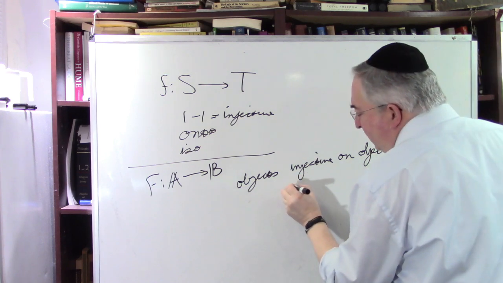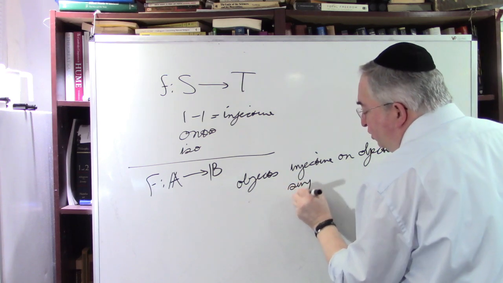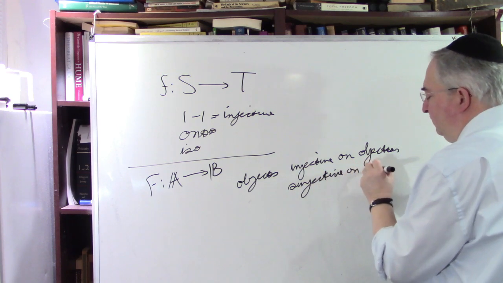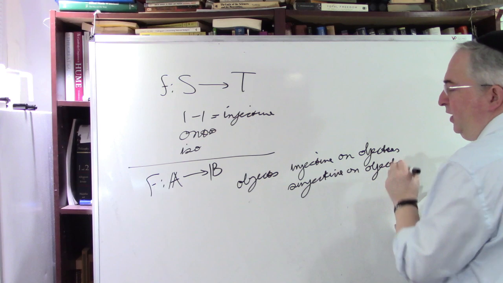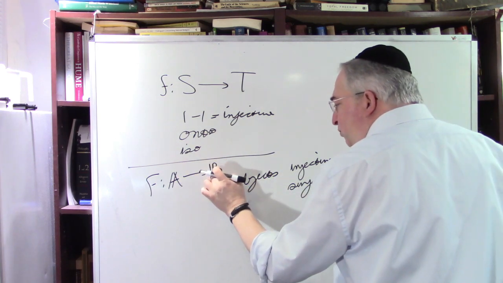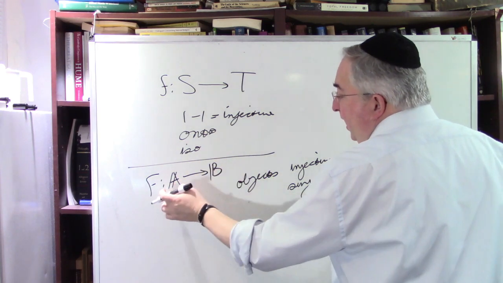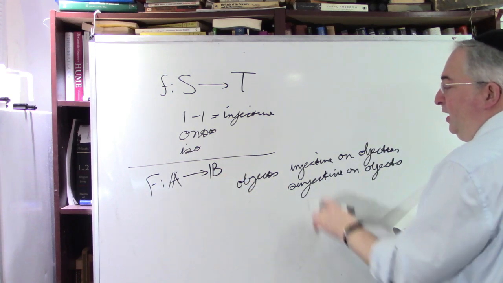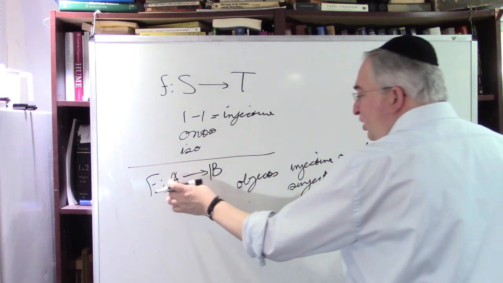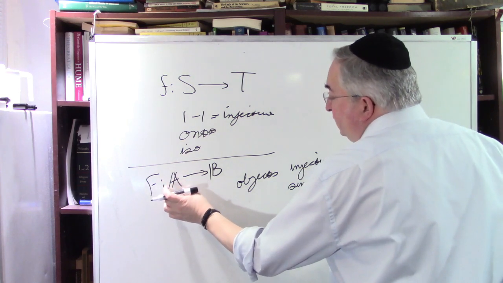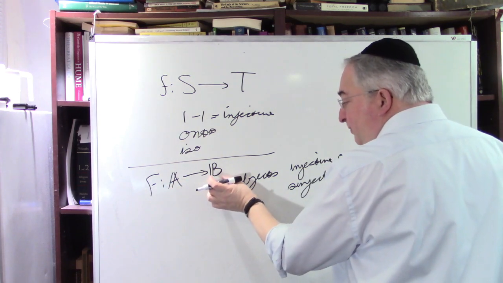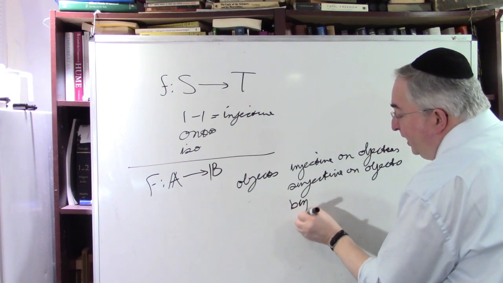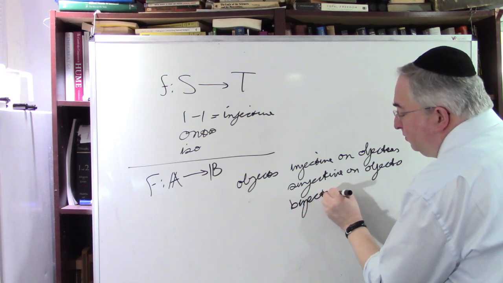We could say it's surjective on objects. That means every single object here has another object here that hits it. Injective on objects means 2 different objects here go to 2 different objects here. That's what that means. And then we can say bijective on objects.